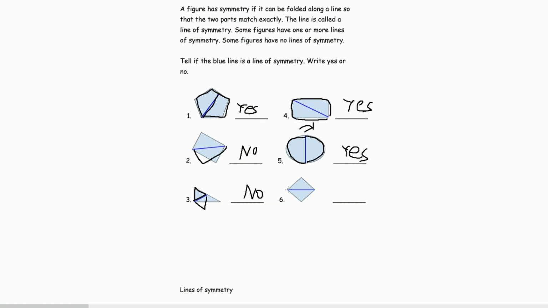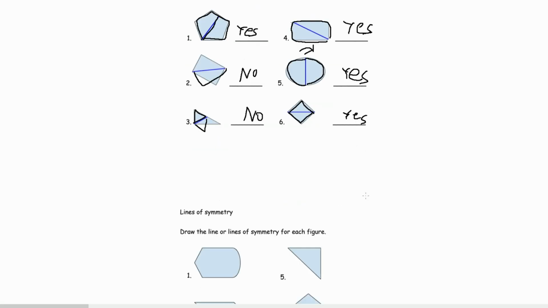Number six, line of symmetry right here. Take that and flip it over and we get the same shape. So yes, that is a line of symmetry.